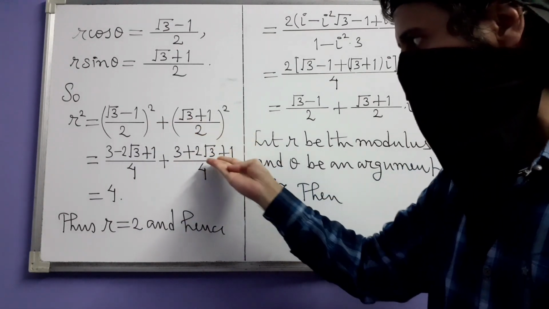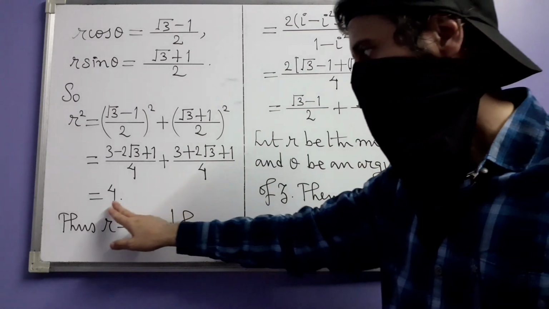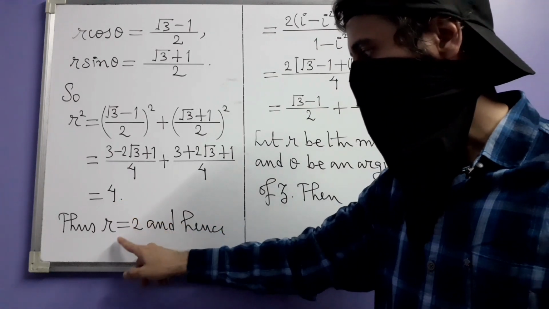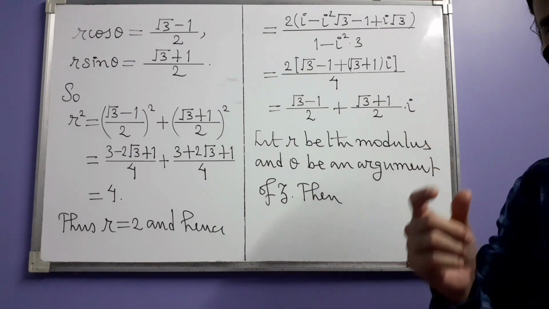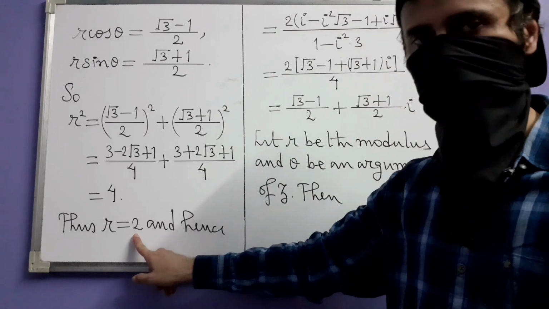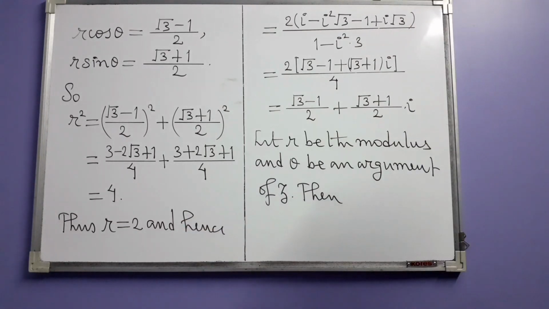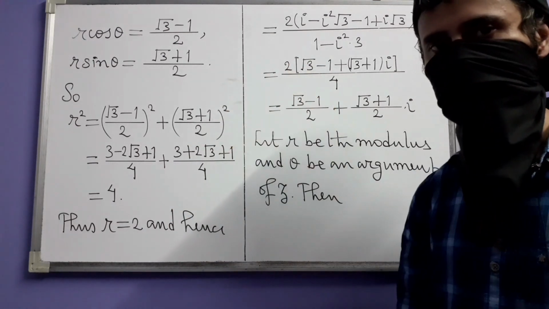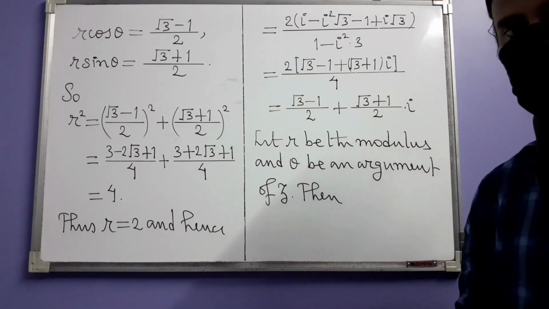We expanded the squares, and after simplifying everything, we are getting 4. So that means r is 2. Actually, you get plus 2 or minus 2, but because your modulus has to be positive, that is why r is 2. Positive means in general it's not negative. Here it is positive, and hence now you can use this value of r back in those equations, and then you will see how you can find theta.